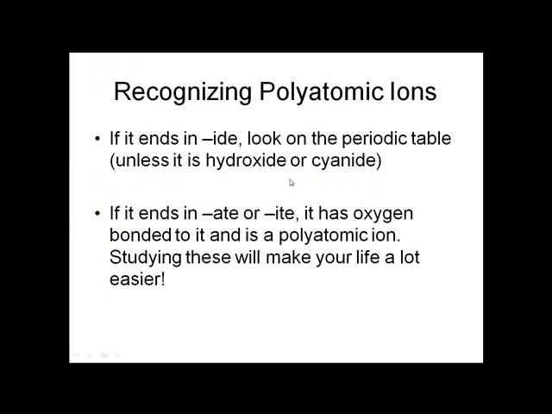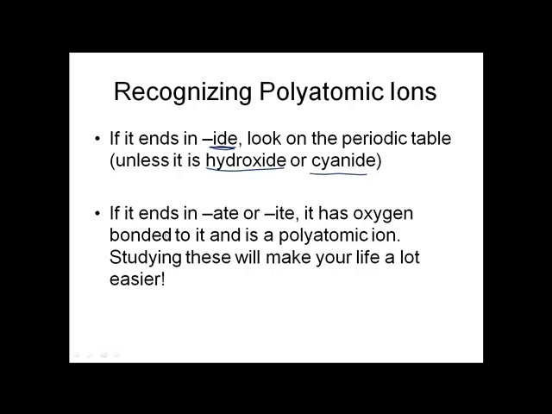All right, how do we recognize these? If it ends in IDE, if we just have a name, if it ends in IDE, we look on the periodic table. Chloride, oxide, bromide, all of these end in IDE, and they're monatomic ions, meaning there's one atom there. 2 exceptions, there's always exceptions. There's the hydroxide ion and the cyanide ion, which we just talked about.